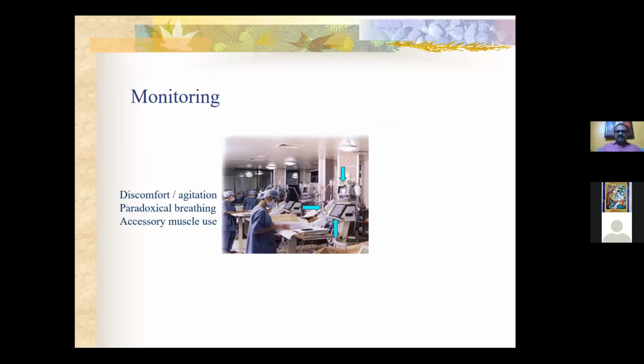So what are you going to monitor? Basically, the first thing you have to monitor is clinical: discomfort, agitation once you have started this, and paradoxical breathing or excessive muscle use. All these things we have to clinically monitor when the patient is on a ventilator. The other things you have to monitor are heart rate, BP, respiratory rate, SaO2 and ABG. Once you start a patient on a ventilator, all these things have to be monitored. That is why the nursing staff should be trained and at the bedside, and the doctor should also be monitoring the patient.